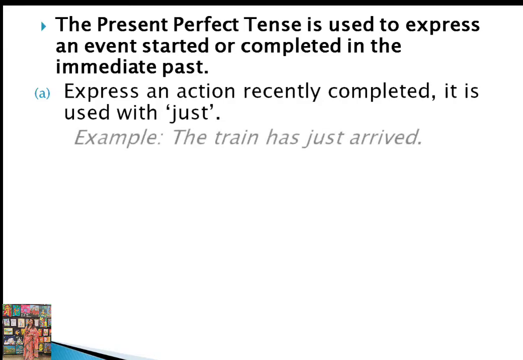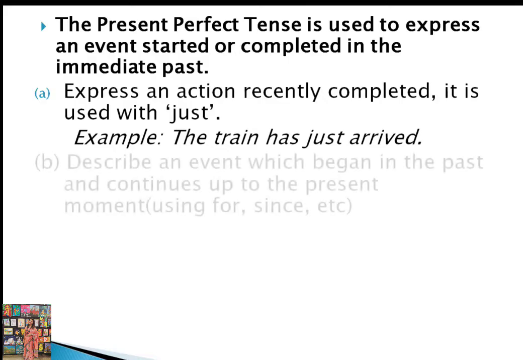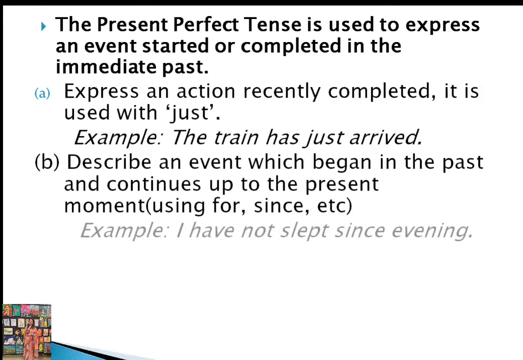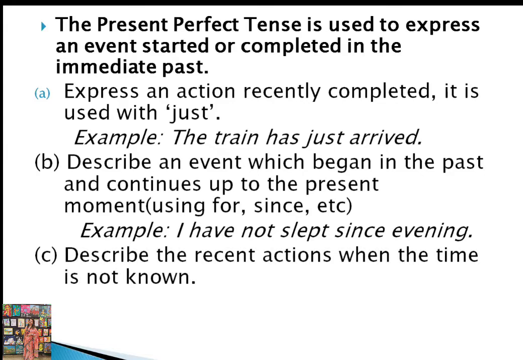For example, the train has just arrived. Okay, the train has just arrived. That means the time has already passed. Okay, that is why it is present perfect. Next, describe an event which began in the past and continues up to the present moment. For example, I have not slept since evening. Alright, next we have describe the recent actions when the time is not known.